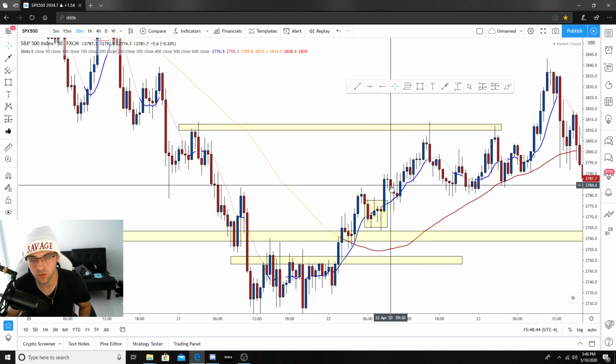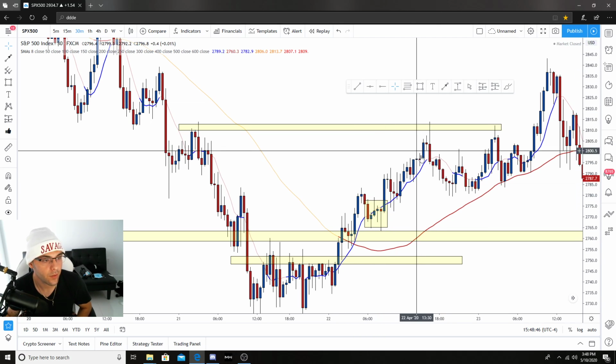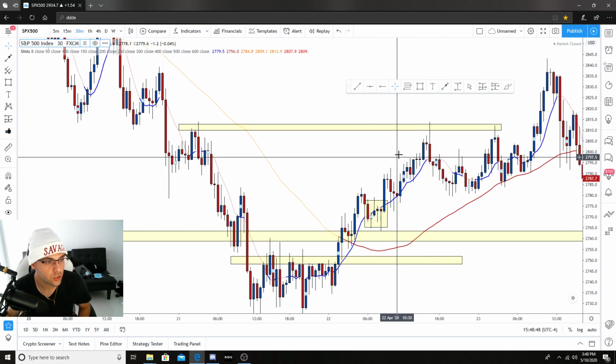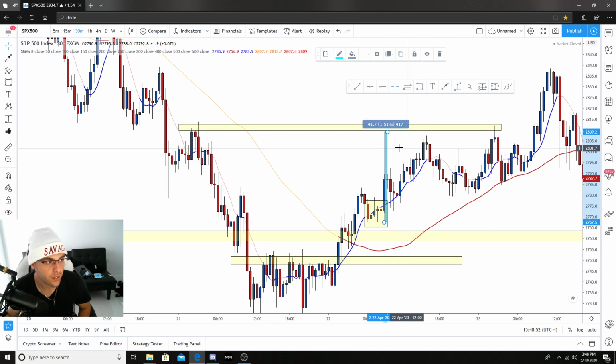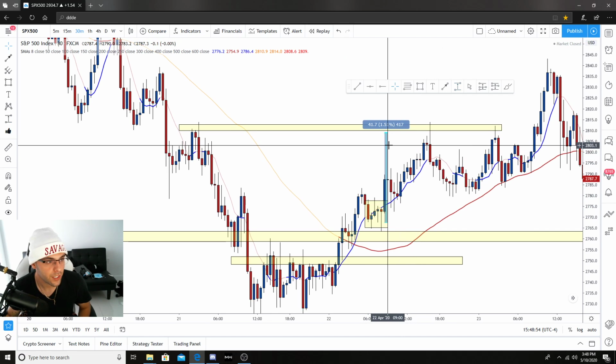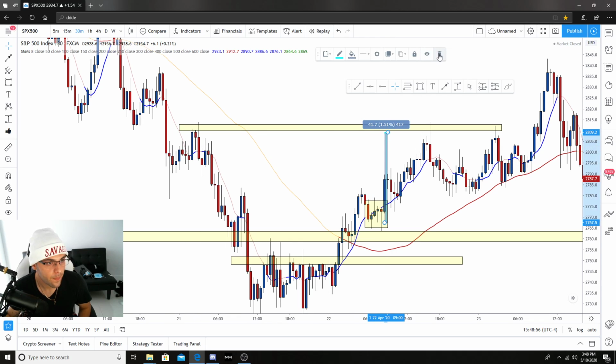On the 5-minute, this was also a Fibonacci entry. Anyways, and boom, price just shot right back up. I think this was a 400 pip move. Yep, right there. This was a very lovely trade.